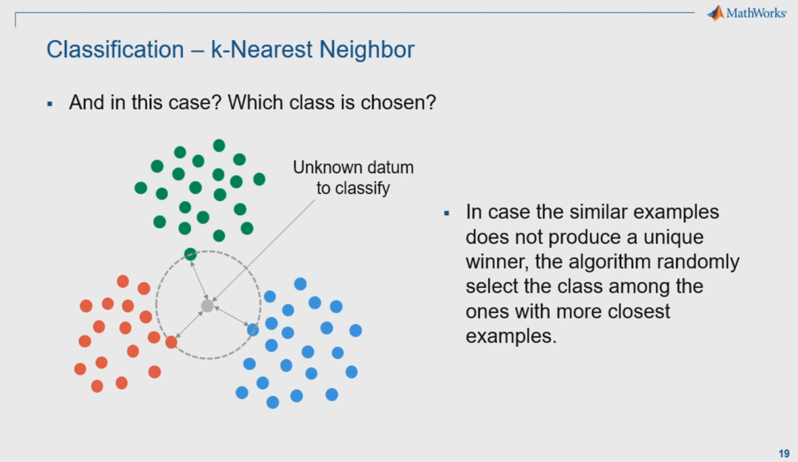In binary classification, it's easy to deal with this problem because you just need to set the number of neighbors to be odd. And if it is odd, you will for sure have a majority voting. You will for sure have a winner. In case of more than two classes, it's difficult to obtain this behavior, but you can try to select different values of k in order to avoid this condition.